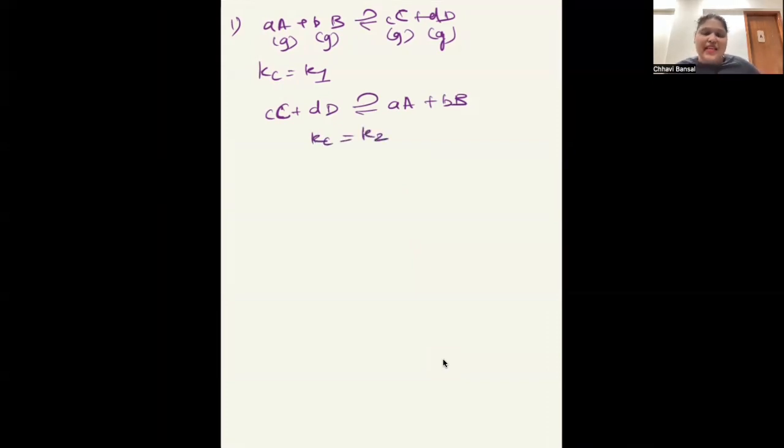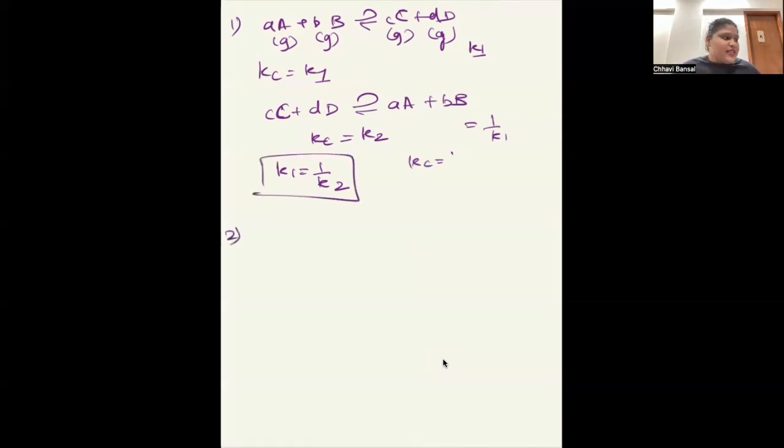See, the reaction is the same. Nothing has changed. It's just been reversed. So when the reaction is reversed, then the equilibrium constant is 1 by the equilibrium constant. Means if Kc is equal to K1 for the first reaction, for the second reaction it will be 1 by K1. So if the reaction is reversed, the equilibrium constant will become 1 by that initial equilibrium constant. That's why K1 is equal to 1 by K2.